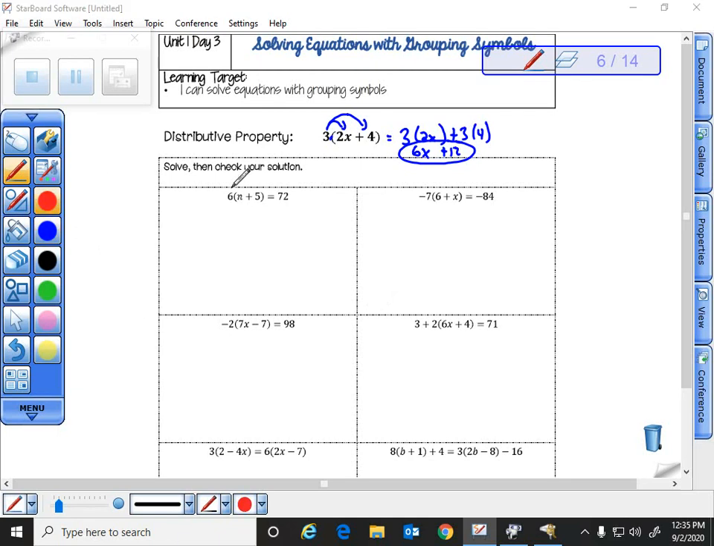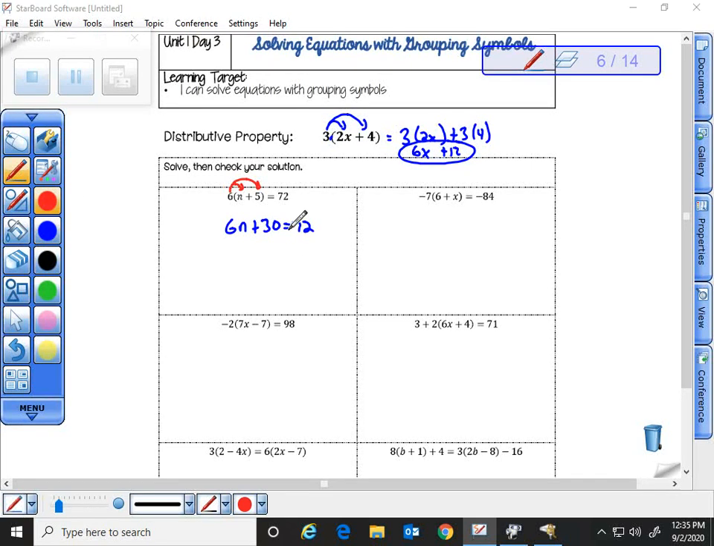So let us understand that a number in front of the parentheses means I'm multiplying that number throughout the parentheses, so times 6 and times 6. Instead of writing it out 6 times n and 6 times 5, I'm going to write down the results. So 6 times n is simply 6n, and then 6 times 5 is 30.